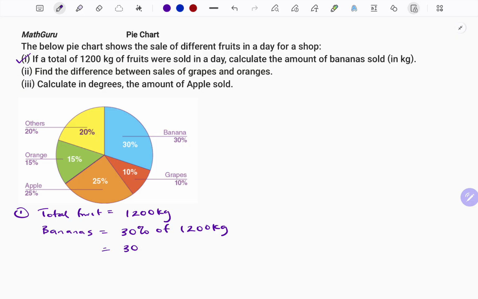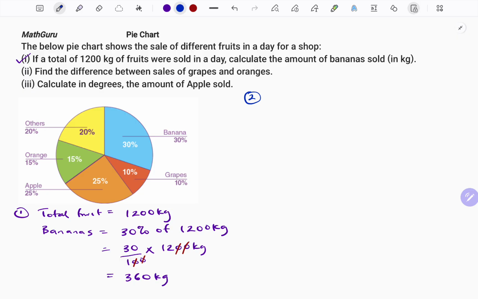Percentage, that's over 100, so I have that as 30 over 100 times 1,200 kilogram. So therefore, in kilograms, the amount of bananas sold, I'm taking out my factors, will be 30 times 12, which is 360 kilograms of bananas.